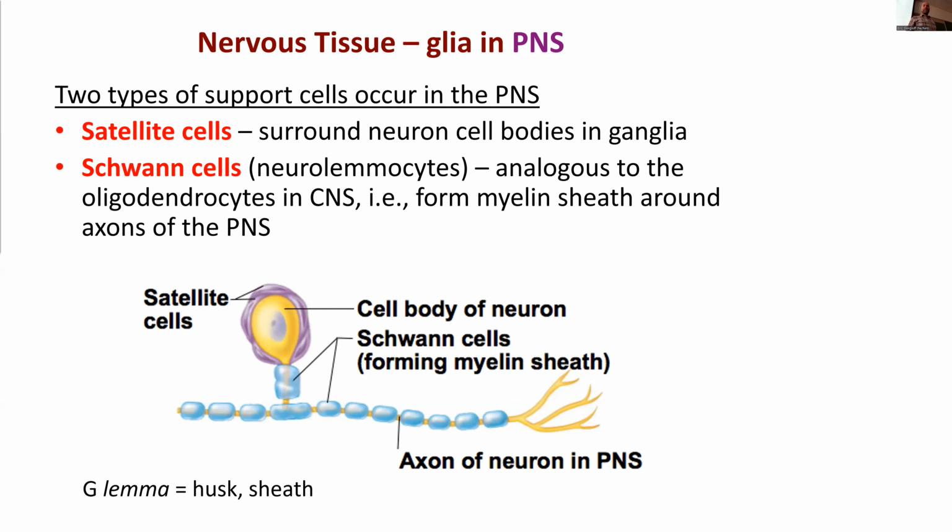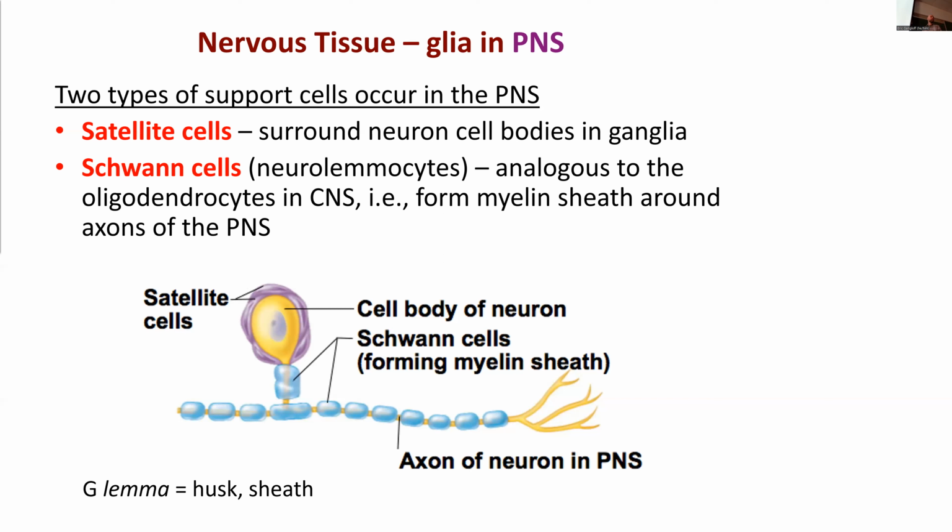Yep, go ahead. In MS, would it not affect the Schwann cells? My understanding is that MS is in the central nervous system. So it does not, I don't think, let me say that delicately because I'm not 100% sure. I don't think it affects the myelin in the peripheral. I think it's limited to central, but I should fact check that. Fact check me on that one. I'm not sure.